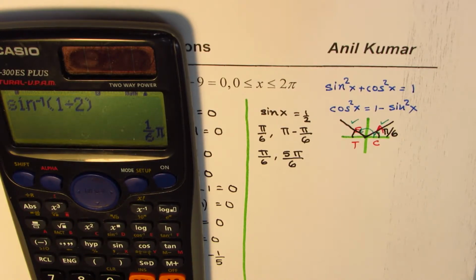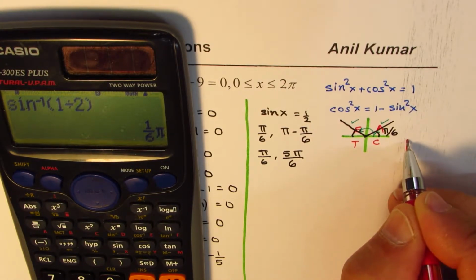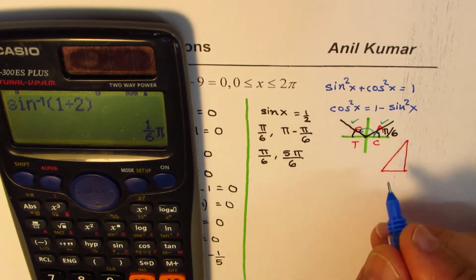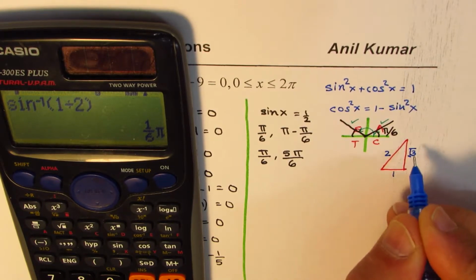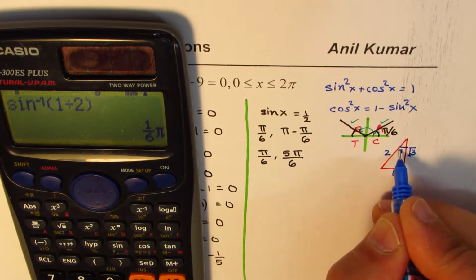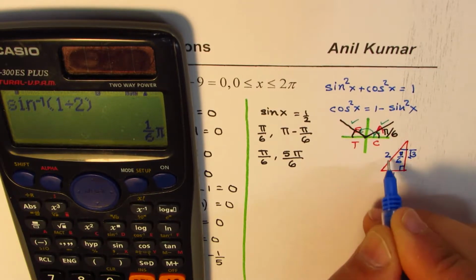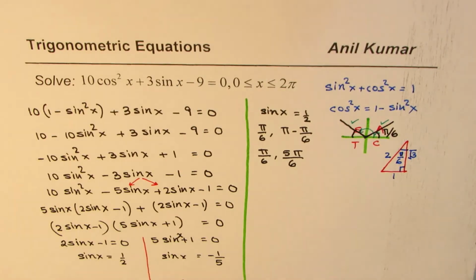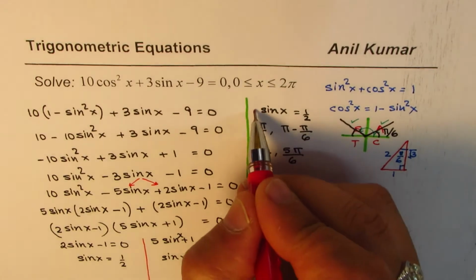You could have also got the same result using your special triangle. Let me draw here one whose sides are 1, 2 and square root 3. And this is sine pi by 6, right? So this is pi by 6 angle, that's 90 degrees, 1 over 2. Now let's find the solution for the next one, so we found one solution.